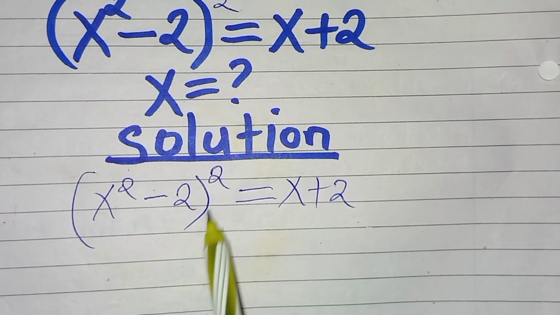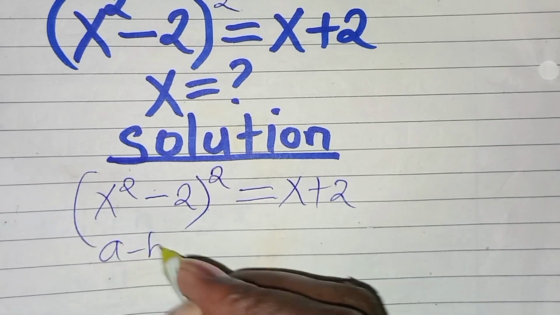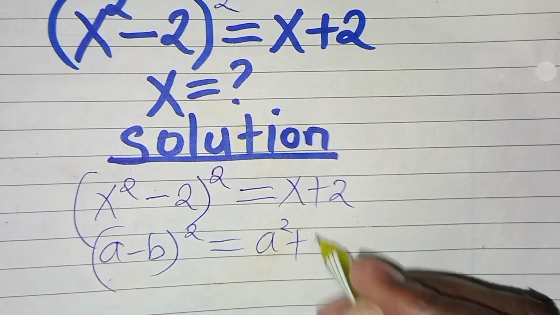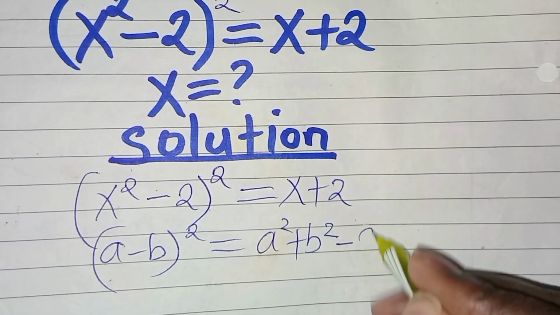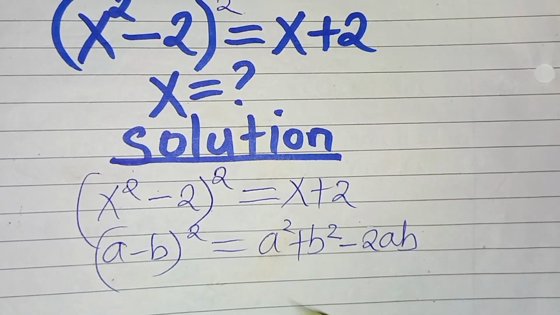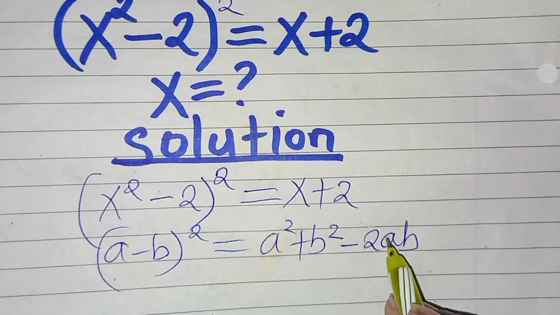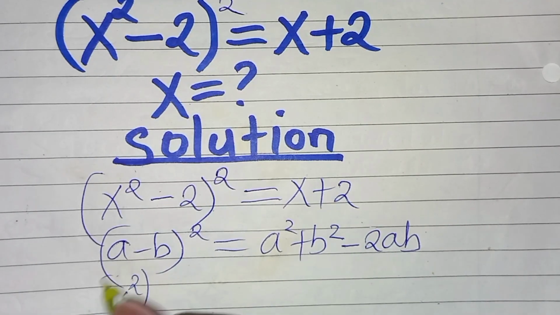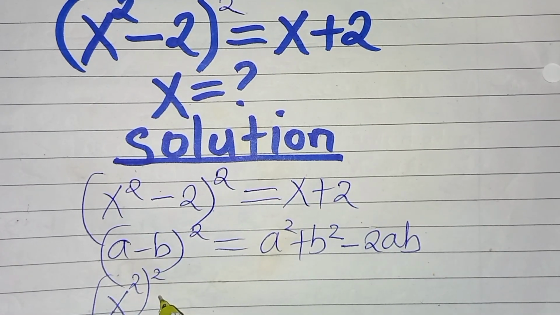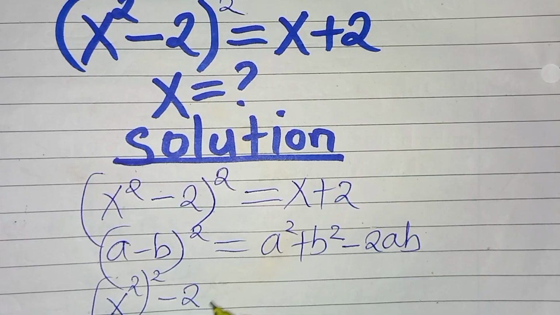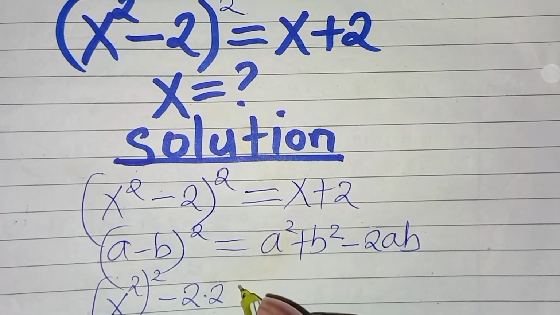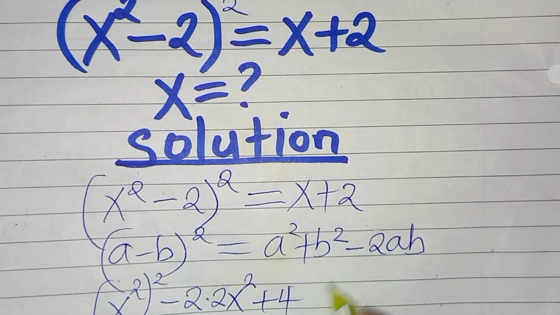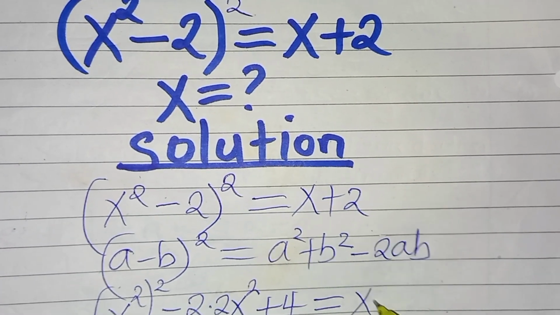So (x squared minus 2) squared is in the form of (a minus b) squared, which you can express as a squared plus b squared subtract 2ab. Applying this algebraic identity, we will have x to the power 4 subtract 2 times 2x squared plus 4, which is equal to x plus 2.